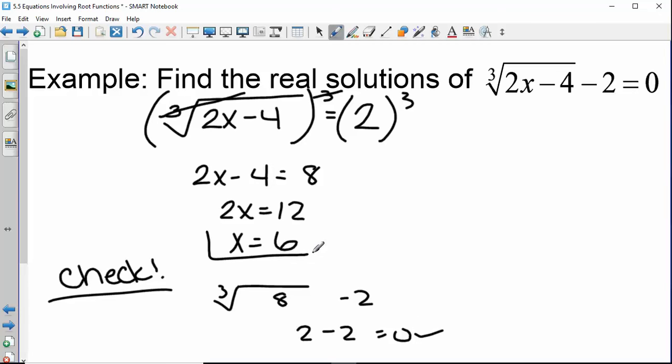If it didn't work when I plugged it back in, what would I say? No solution. If you get 2 or 3 answers, you have to check every single one of them. And it's possible that one might work and another won't. So always check your answers on these radical problems. Okay.